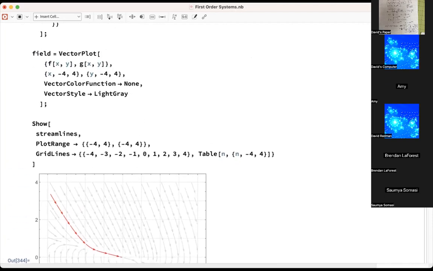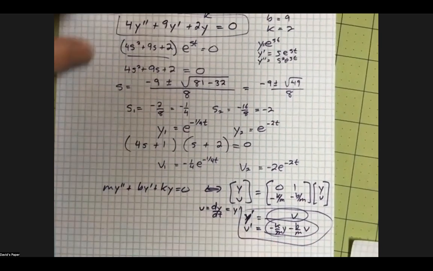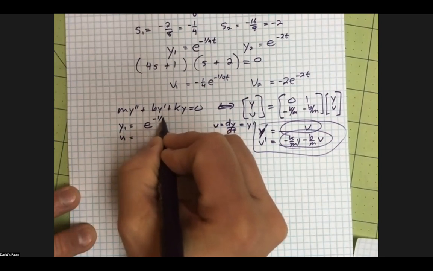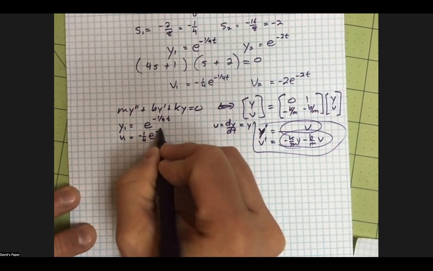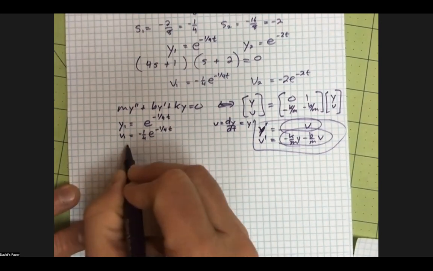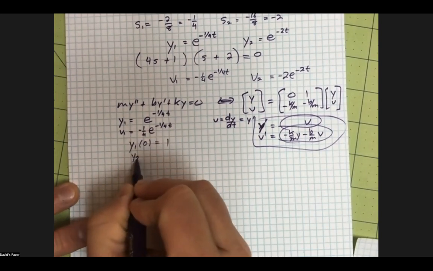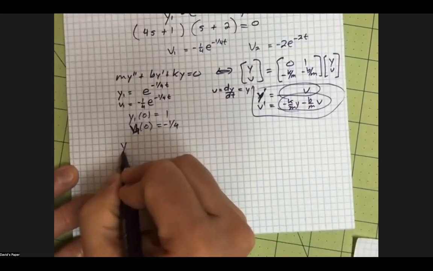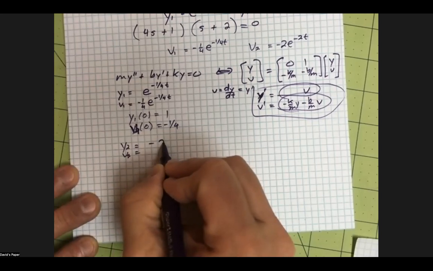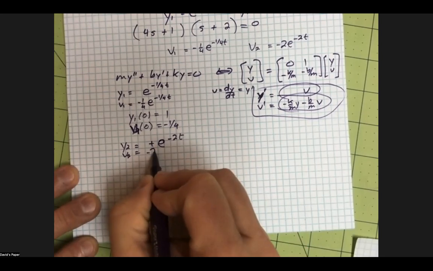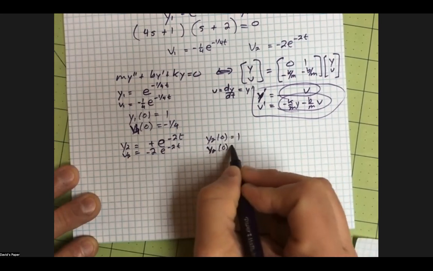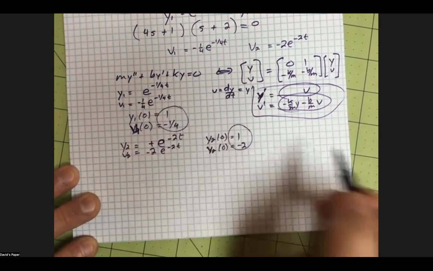Now, let's go back to the paper and handle the question that was from the audience previously about no initial conditions. Actually, I have initial conditions right here. Remember, my y1, v1 combination is e^(-t/4) and -1/4 e^(-t/4). So my y1 at 0 is 1, and my v1 at 0 is minus 1 quarter. Likewise, my y2, v2, which was e^(-2t) and then -2e^(-2t), gives me initial conditions of y2 of 0 is 1, and v2 of 0 is minus 2. So these are initial conditions I can feed to the machine.